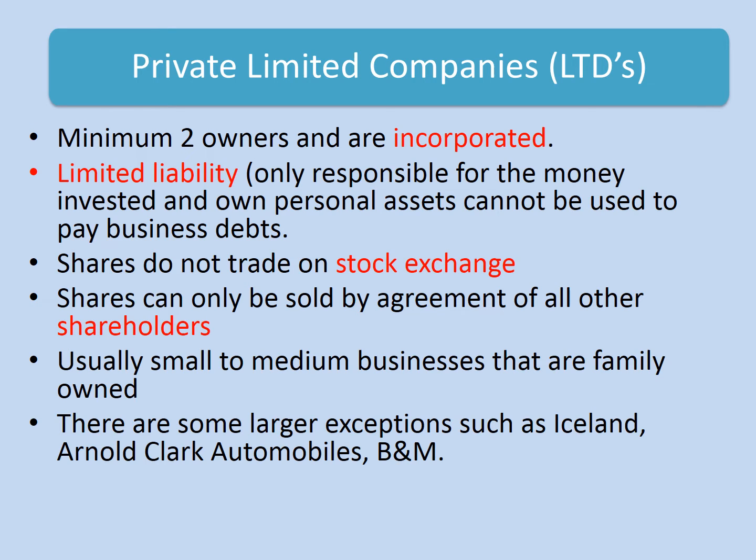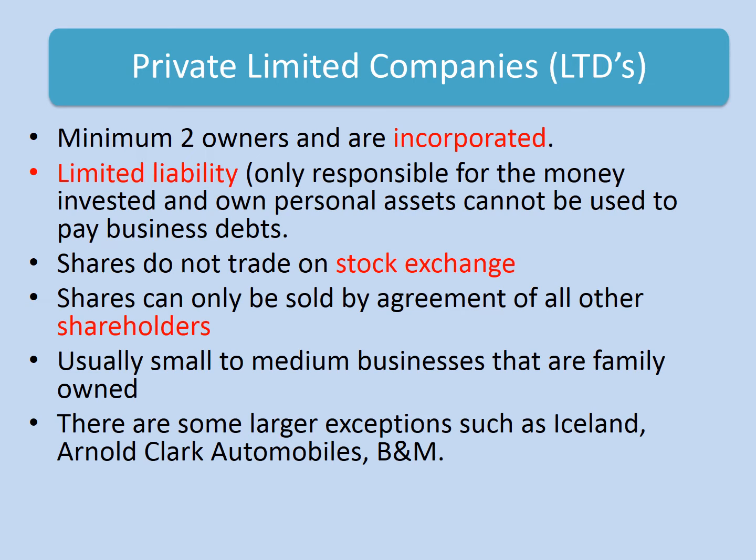Private limited companies. Now these are LTDs. So if you ever see a company with LTD at the end of it, it means that it is a private limited company. Now, a private limited company means that there is a minimum of 2 owners and they are incorporated, right? So they are still considered to be separate entities from the owner. But there can be 2 or more owners.